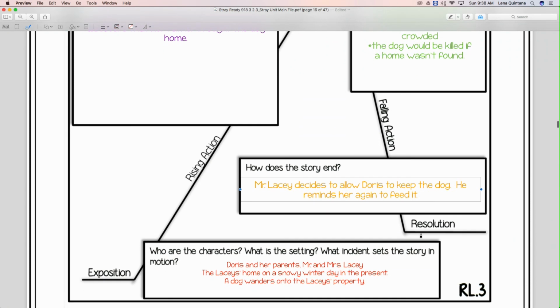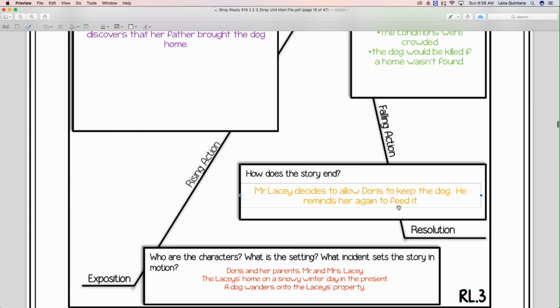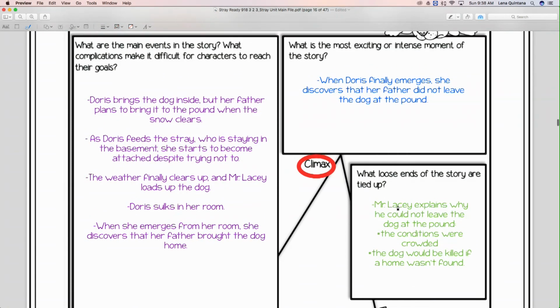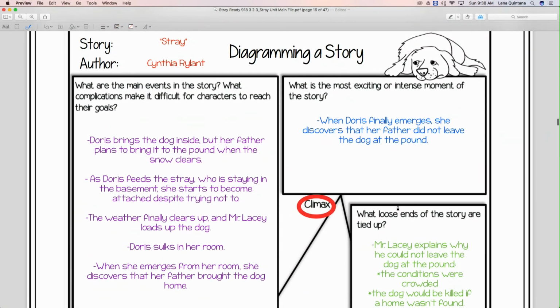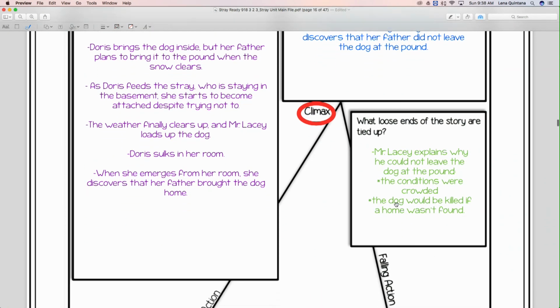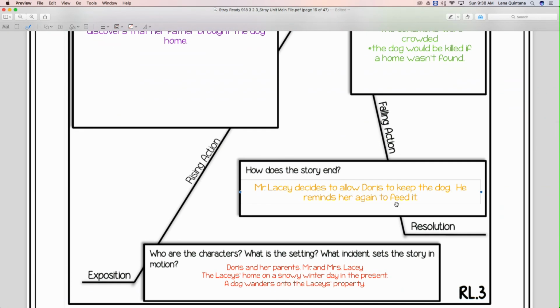So very, very cute story with such a nice ending. I just love that short story. All right, you guys. So if you need to go back and fill in any part of your graphic organizer for diagramming a story, you may go back and rewatch this video. Okay, make sure you have all your pieces put into place and put it away in your folder until the next activity. Okay, I will talk to you in the next video.